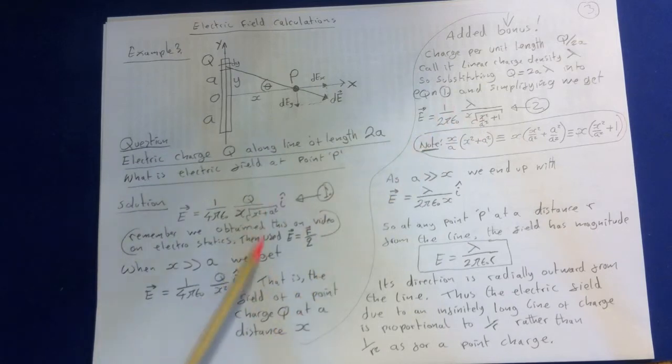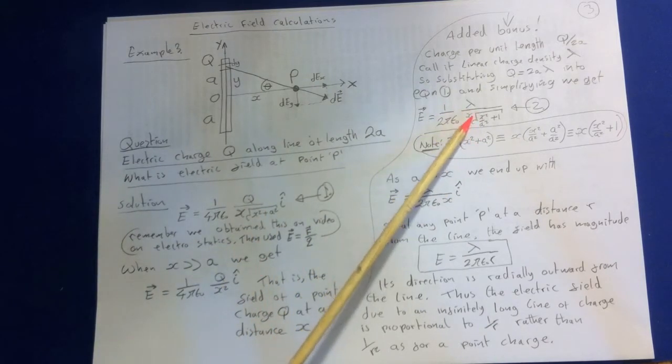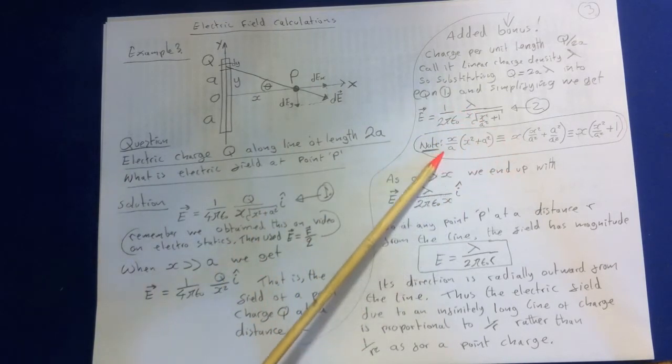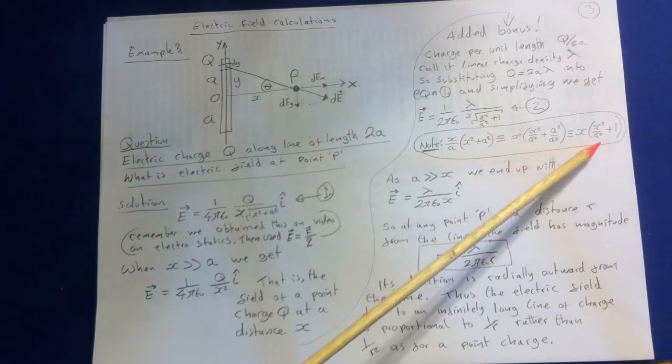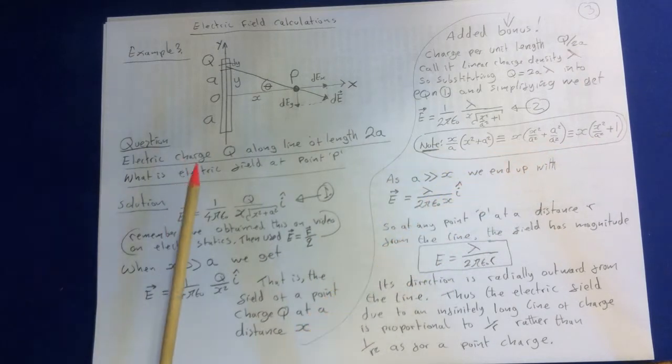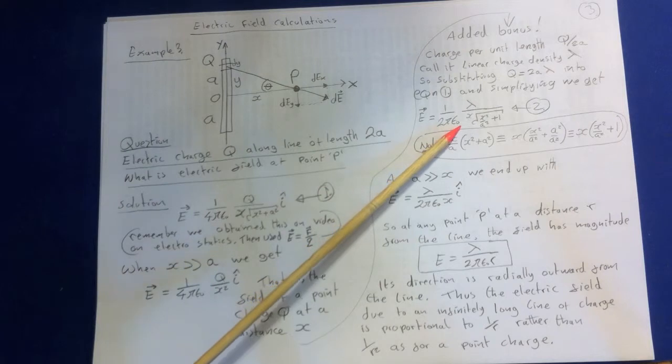If we rearrange the equation, in fact I've given you a little clue here about how you get this bit, so you can just look at that and see how that's done. What is E at a distance x from a very long line of charge? To answer that question, we take the limit of equation 2 as a becomes very large.